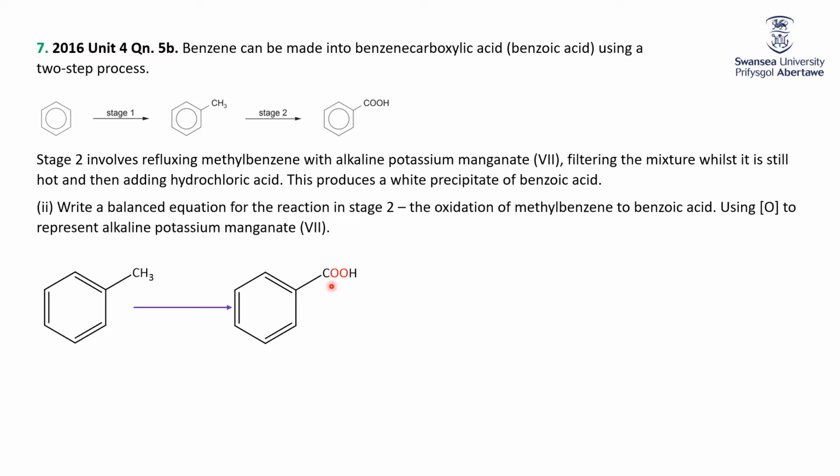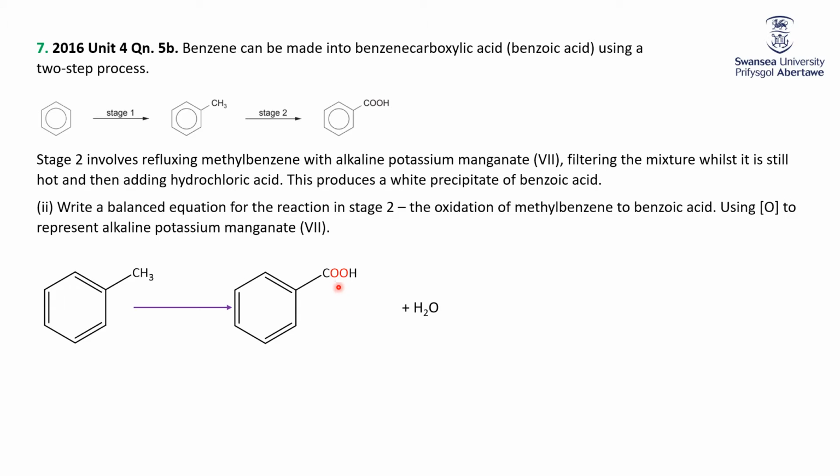Now let's think about the rest of the equation, because it says it wants a balanced equation. We can use [O] to represent the alkaline potassium permanganate, which is nice, but we also have to look at the rest of the equation. We've got 3 hydrogens here that have turned into 1 hydrogen there, so we're going to have 2 hydrogen atoms on this side. It's not going to be H2, because we've got all these oxygens floating around, so it'd be H2O.